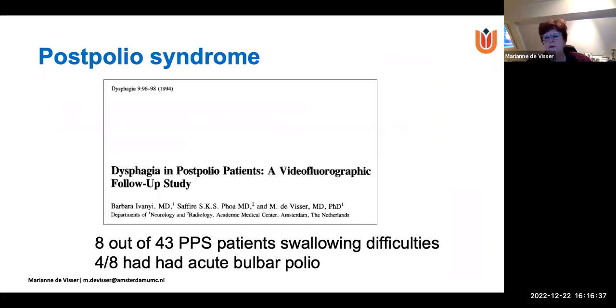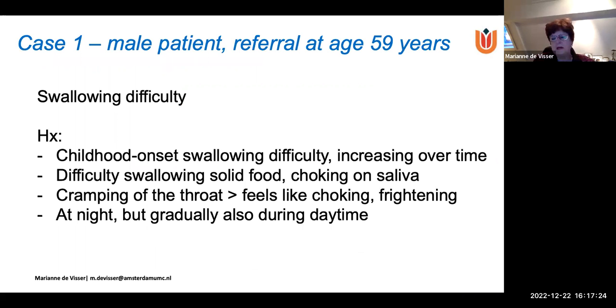Another motor neuron disease is postpolio syndrome, which occurs in between 60 and 75% of the patients who have had acute polio in the past. Quite a while ago, we performed a videofluorographic follow-up study in postpolio patients, and 43 postpolio patients were found to have abnormalities on this follow-up study. And 4 out of these 8 had acute bulbar polio. This is the first case that I've seen and which I would like to discuss with you.